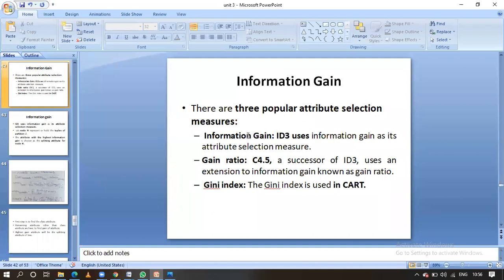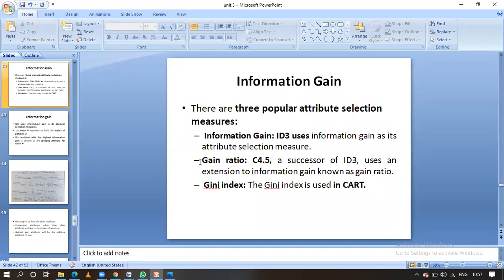The first one is information gain. This will be used for ID3, the iterative dichotomizer, the first one related to the decision tree. For that we are going to use the information gain method for calculating the attribute selection measure, to decide which attribute we make the partition.